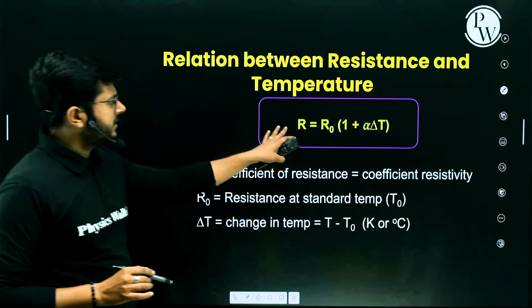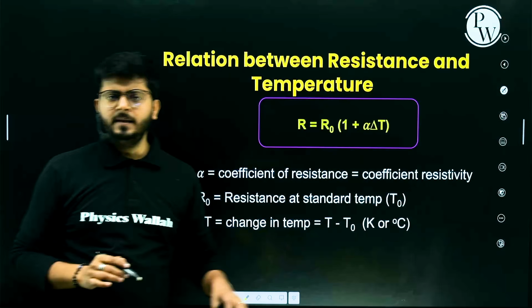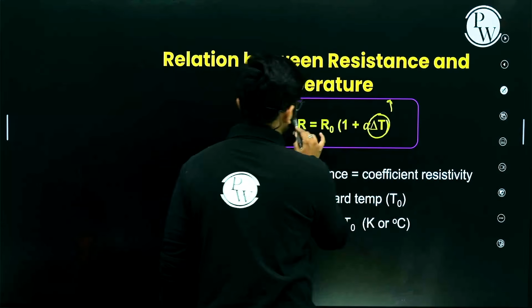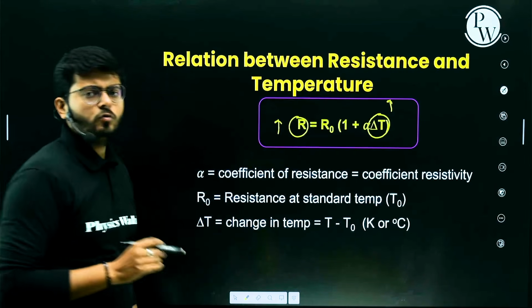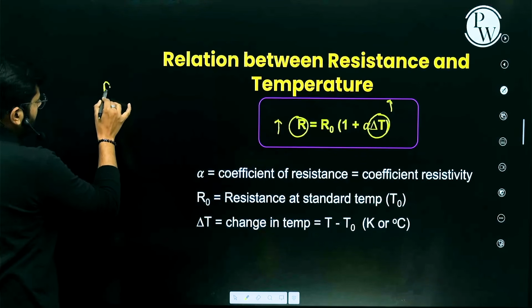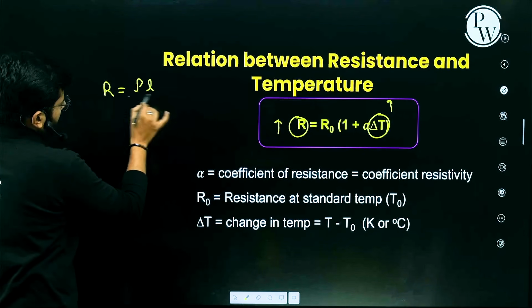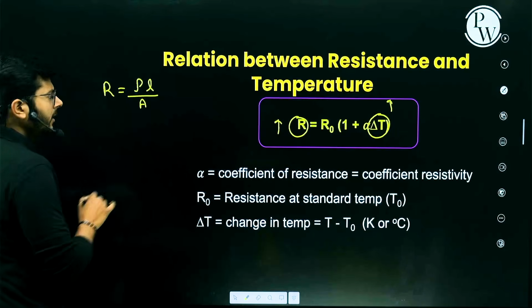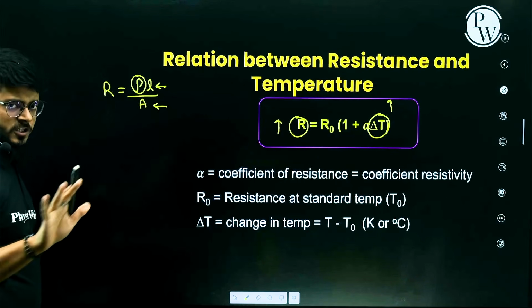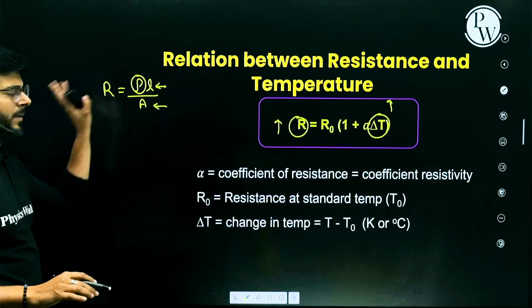Over here you see that R is R naught (1 plus alpha delta T), right? So if the temperature difference is increased, the resistance of the wire will increase. But this is true for conductors. Understand it in this way. The resistance of the wire is also written as rho L upon A. If the length of the wire and the area of cross section are not changed, then the resistance only depends on rho.